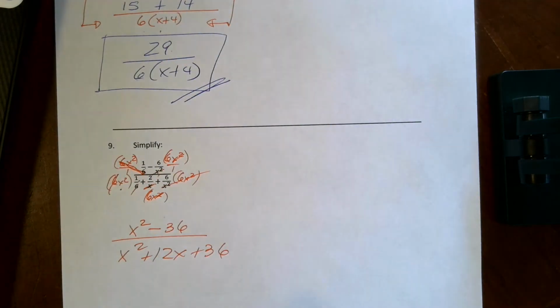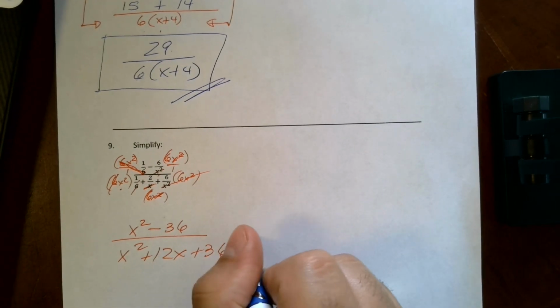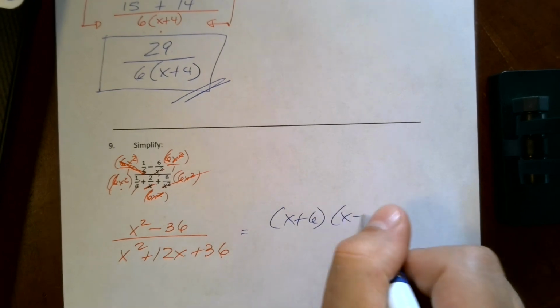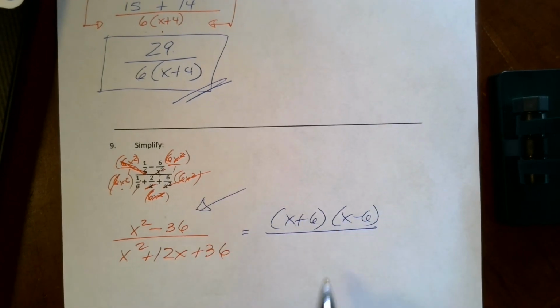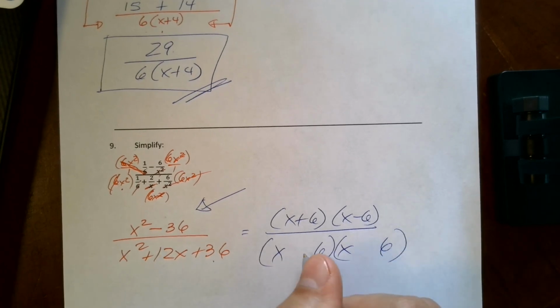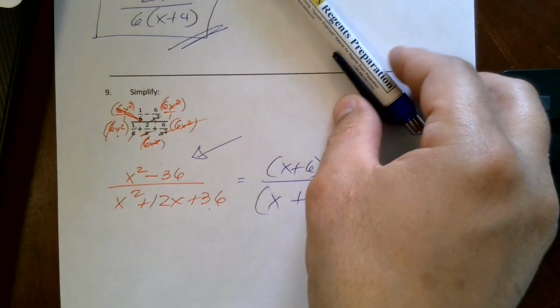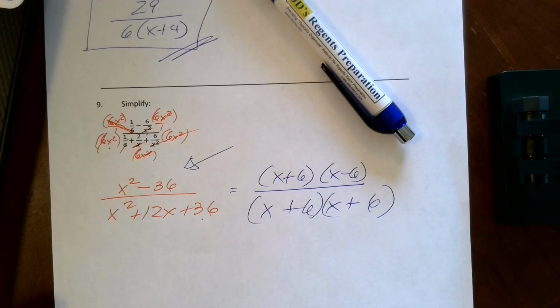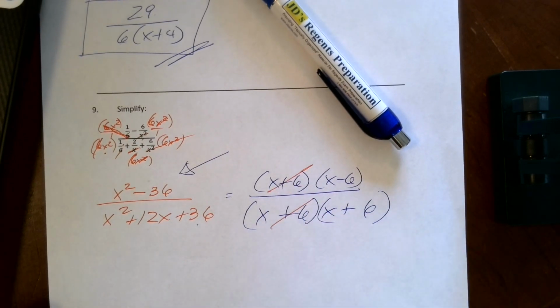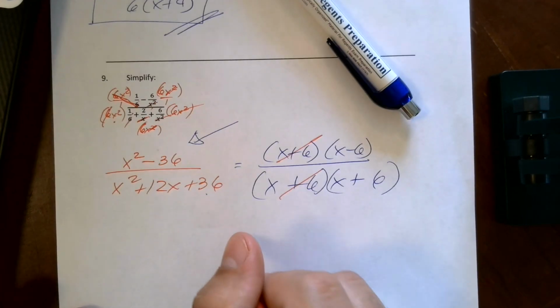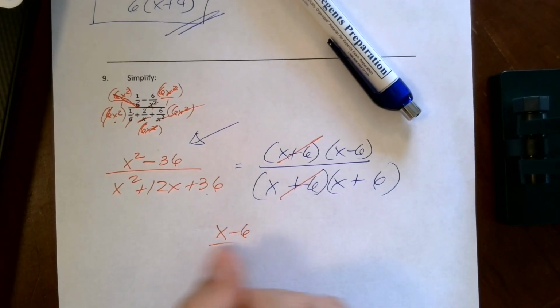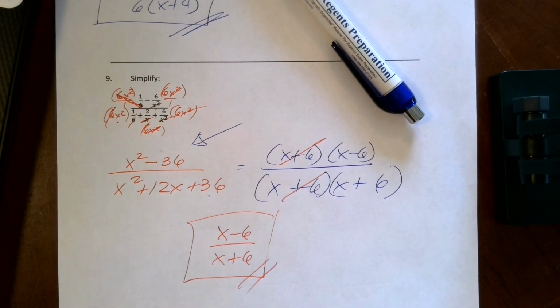So now I could simplify this. All I have to do is factor the top and factor the bottom. x plus 6, x minus 6, the difference of two perfect squares. And at the bottom, this is a perfect square trinomial. 6 and 6 gives me 36, and they're both positive. I factor completely, and then I can cancel out my like factors. So I could take out this x plus 6 and x plus 6, leaving me with x minus 6 over x plus 6. My final answer. And that's it. The end.